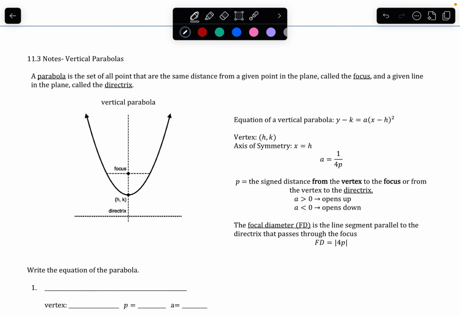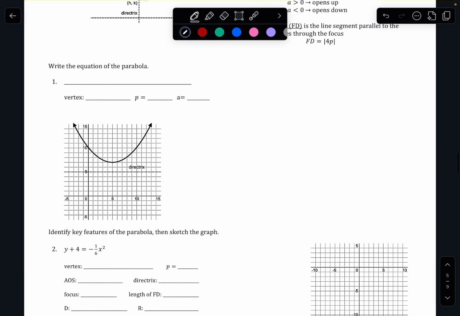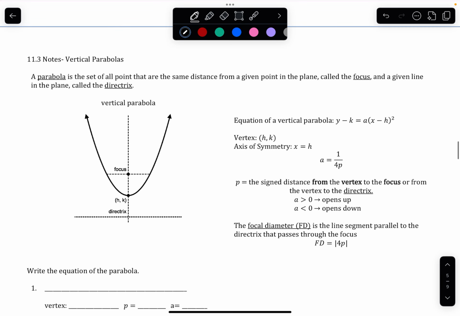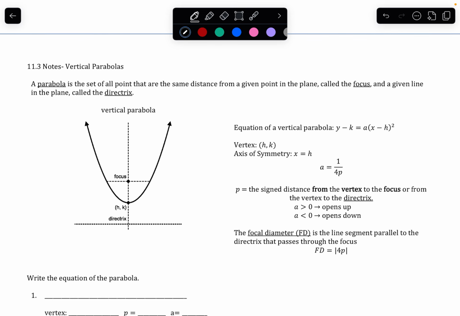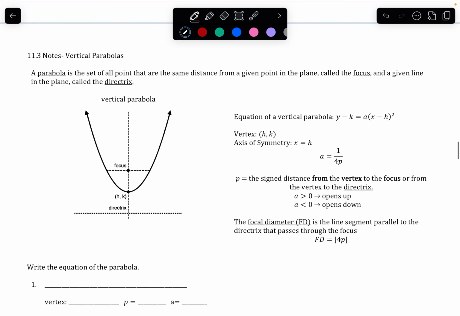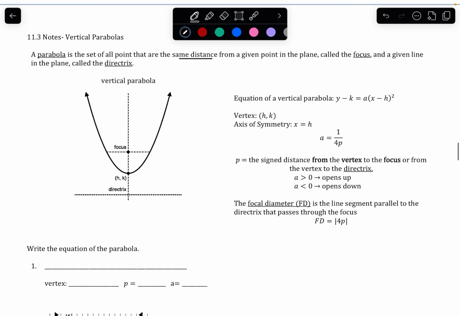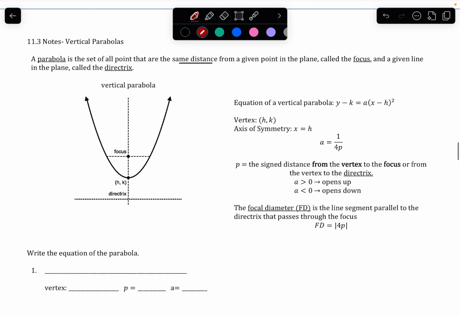All right, in this lesson, we are going to talk about vertical parabolas, and then next time we will talk about horizontal parabolas. A lot of this will be familiar from our quadratic unit with a conic spin on it. A parabola, the formal definition, is the set of all points that are the same distance from a given point in the plane called the focus, and a given line in the plane called the directrix. Our focus is this point here, and our directrix is this line.